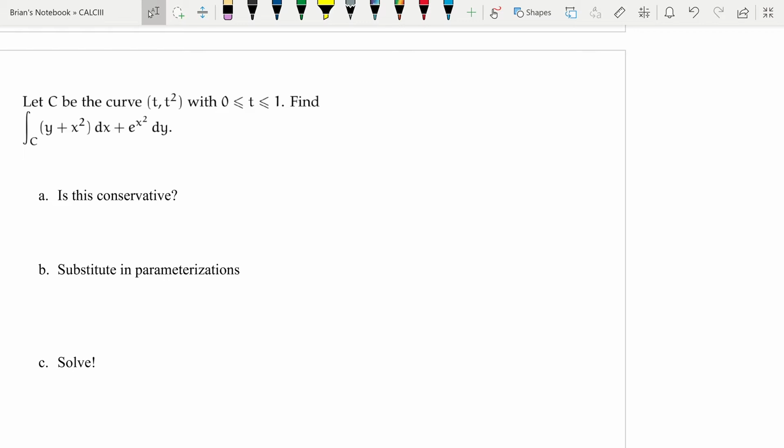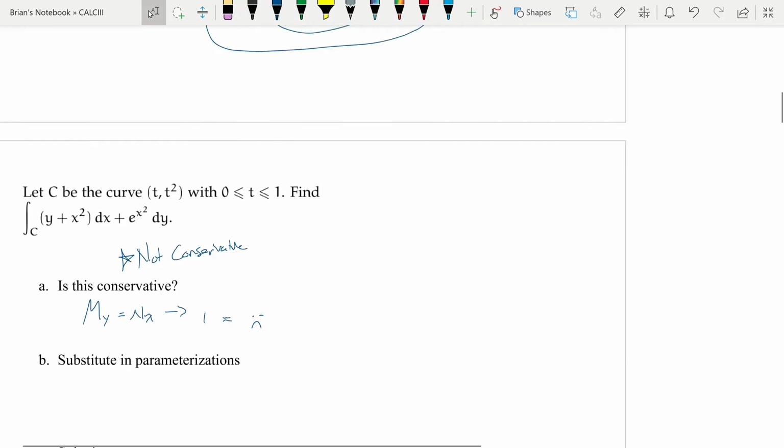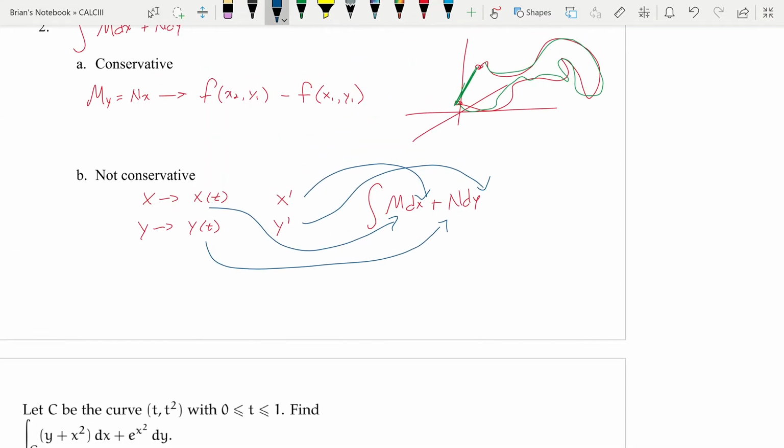Is this conservative? To check for conservative, it's M sub y equals N sub x. Our M sub y is going to be 1. And our N sub x, I don't really want to solve that, but it's not equal to 1, we know that for sure. So this is not a conservative function. So what we have to do is substitute in the parameterizations and solve it that way, kind of like we talked about above, where we basically have to plug in everything.